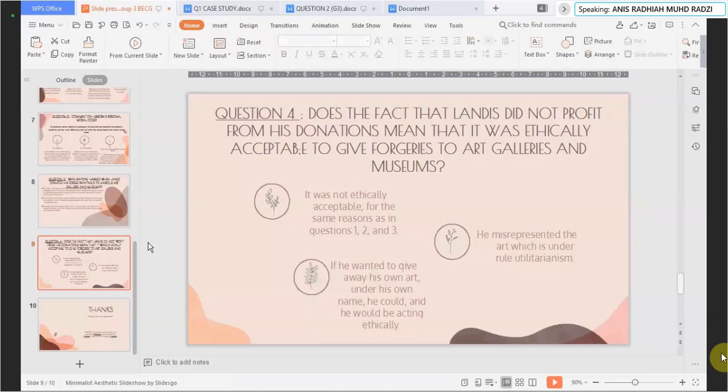and 3. He misrepresented the art, which is under the rule of utilitarianism. If he wants to give away his own art, he can, but under his own name, and he would be acting ethically.